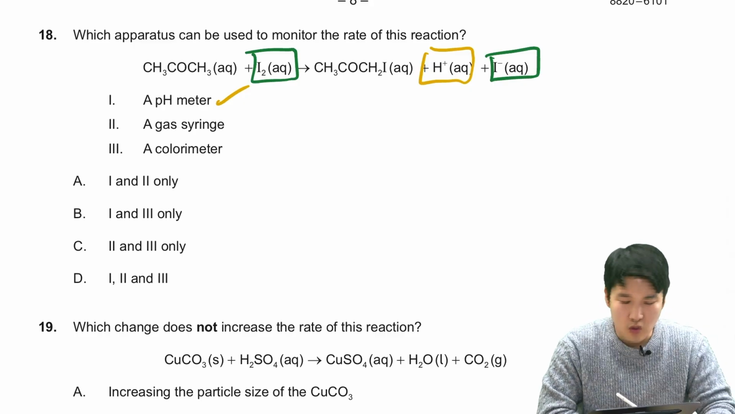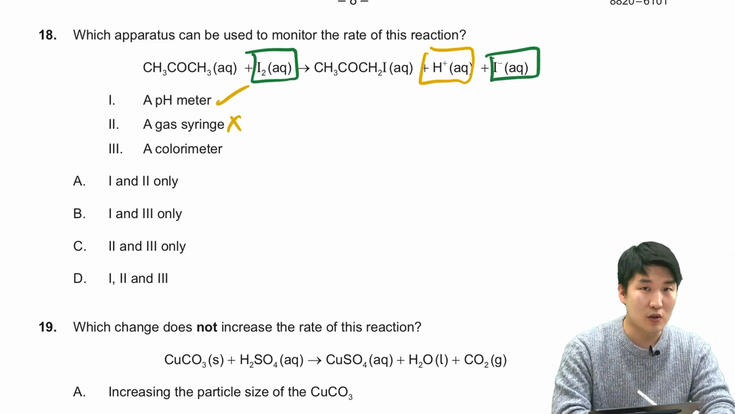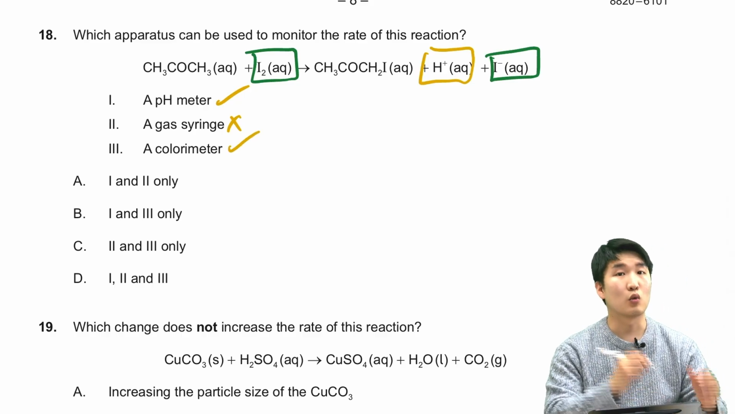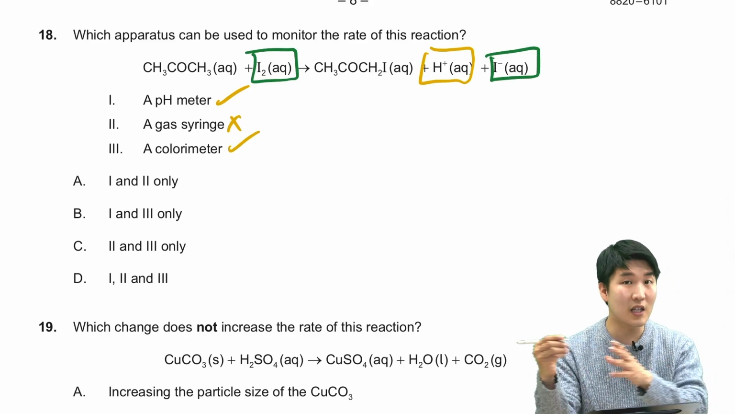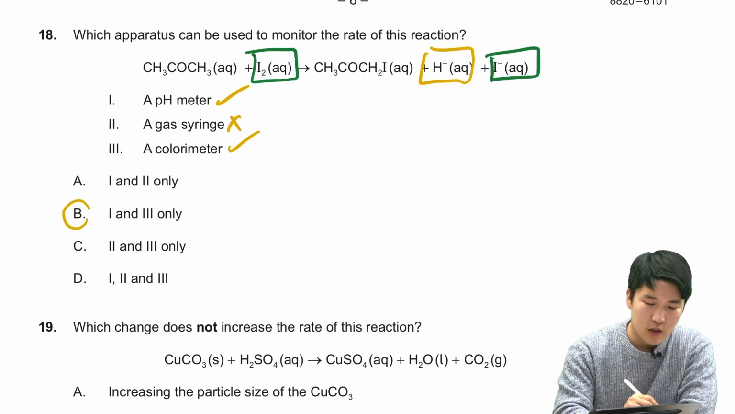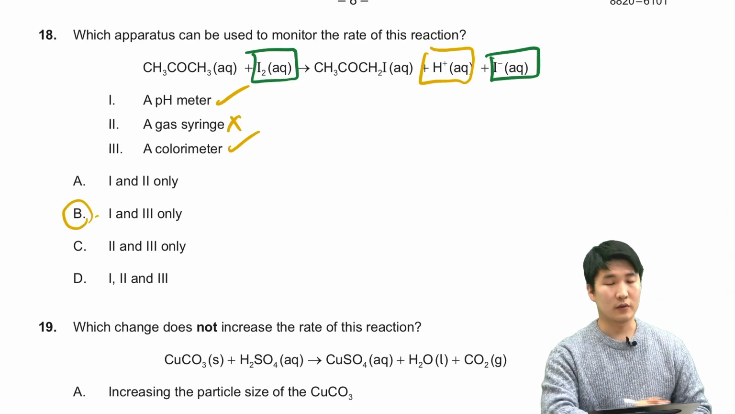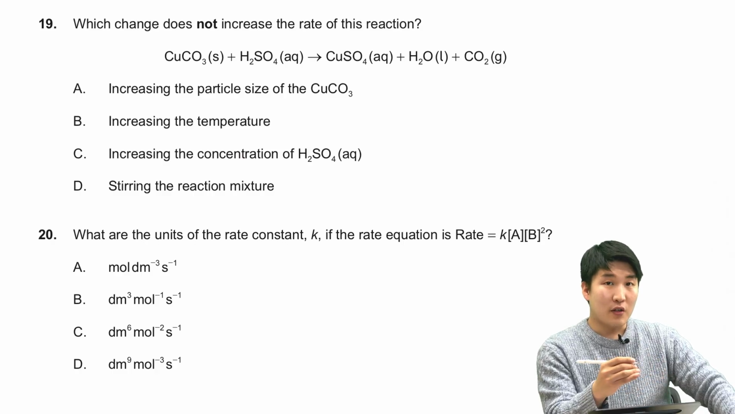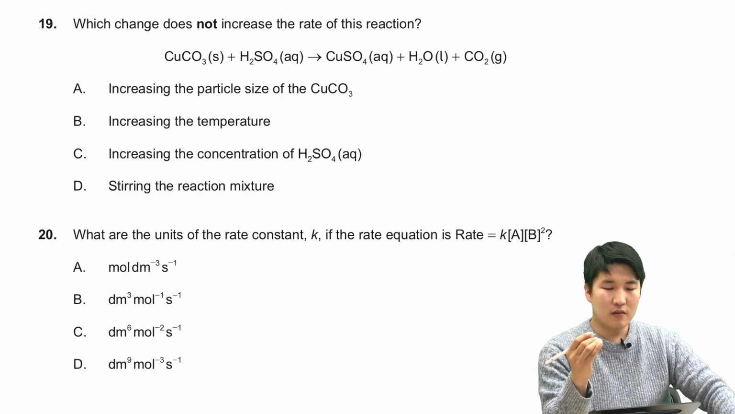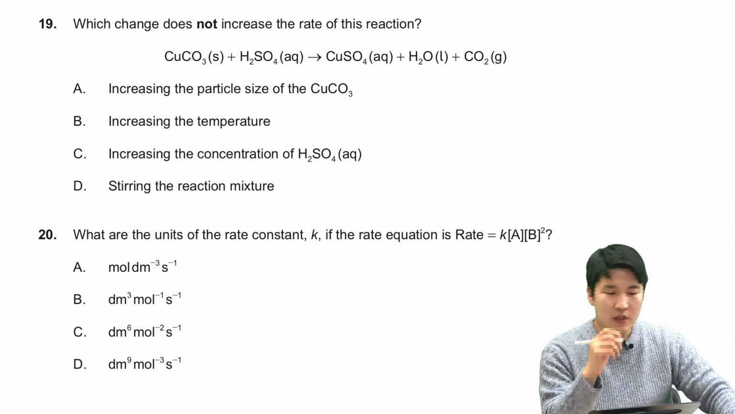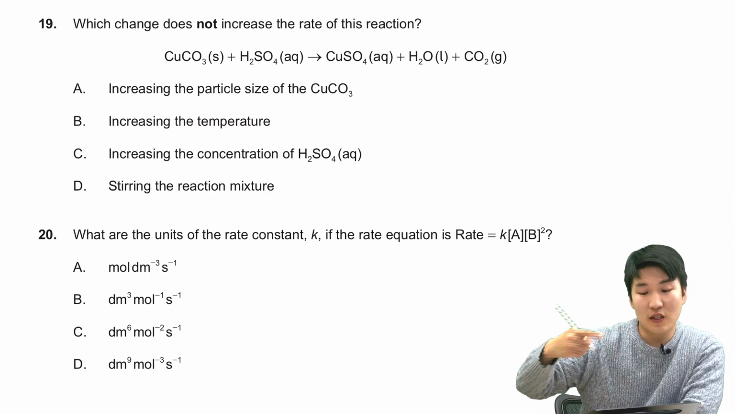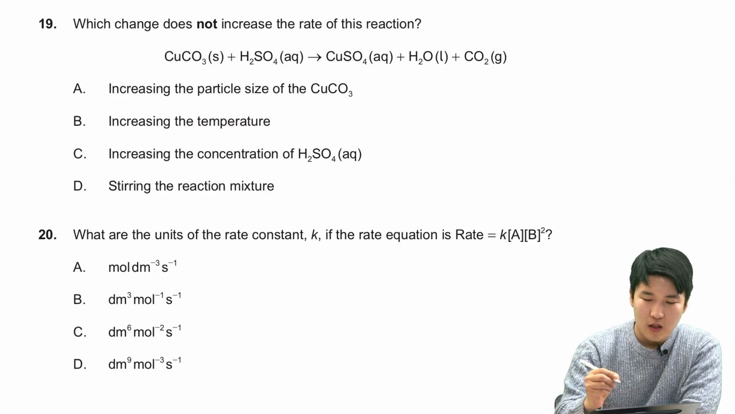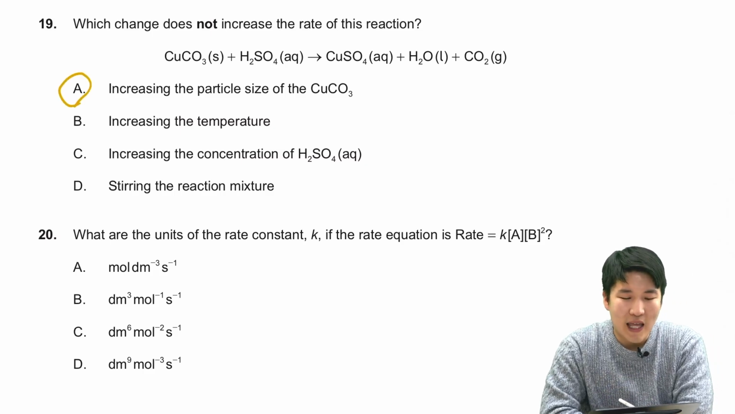Gas syringe will not work because there is no gas produced. Colorimetry would work because of the purple to colorless decolorization of the reaction. 1 and 3 only. Factors that increase the rate of reaction: temperature, catalyst, concentration, surface area. We do see how increasing particle size would in fact decrease the rate. Therefore, immediately we can tell A does not increase the reaction rate.